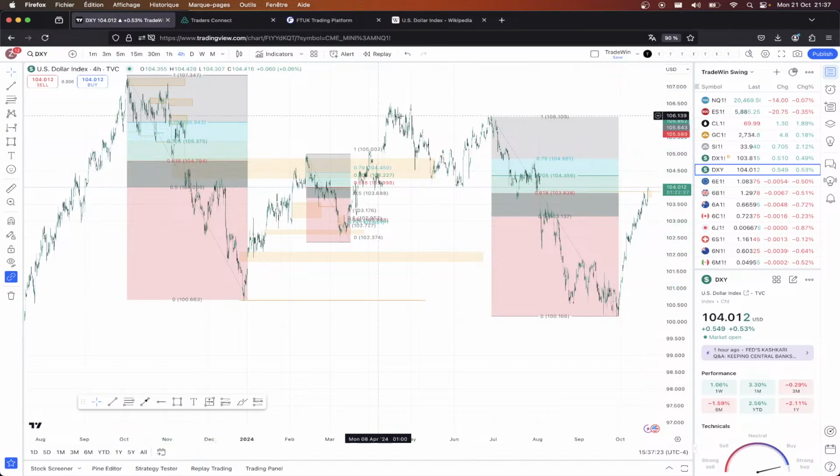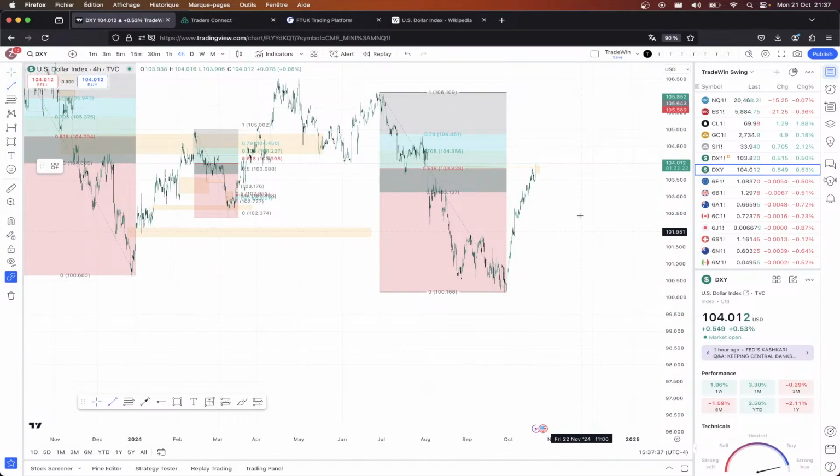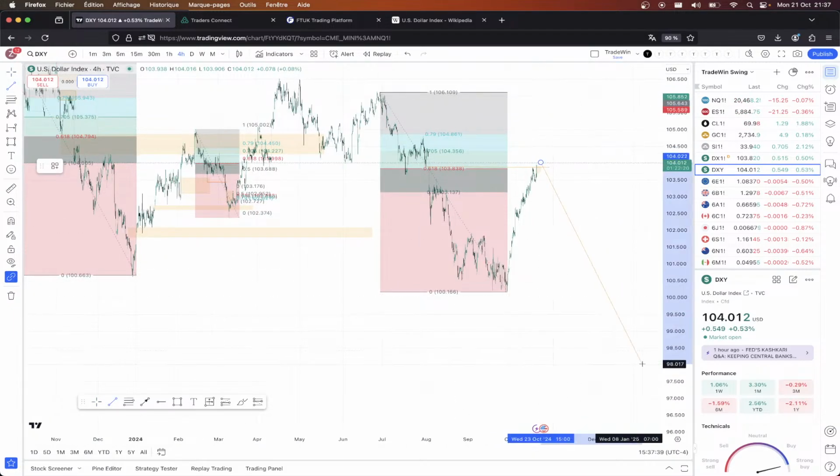Okay, went a bit up. Doesn't matter. There were some nice fair value gaps over there. We go down, and then we go down. We mark a new low. We come back, and what I expect, as you may have understood, is this thing. So that's definitely what I'm trading maybe this week.